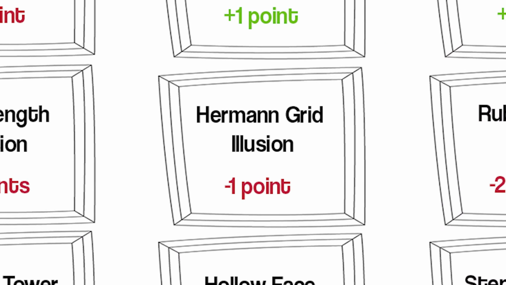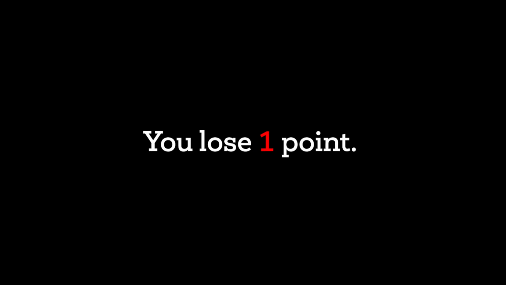Hermann grid illusion. Gray blobs or ghost-like shapes seem to appear at the white intersections, but vanish when you look directly at them. This phenomenon occurs due to lateral inhibition in our visual system, where neurons responding to intersections become inhibited by surrounding activated cells. This one is famous. -1 if you didn't know it.